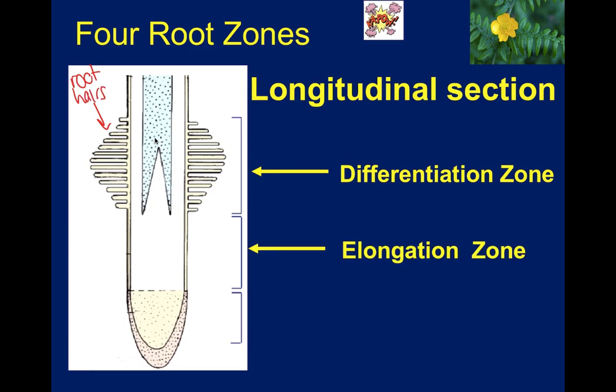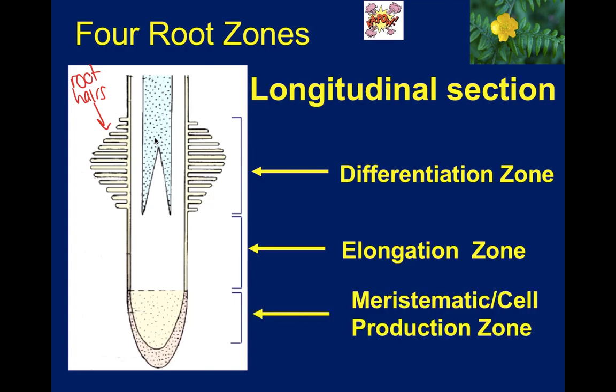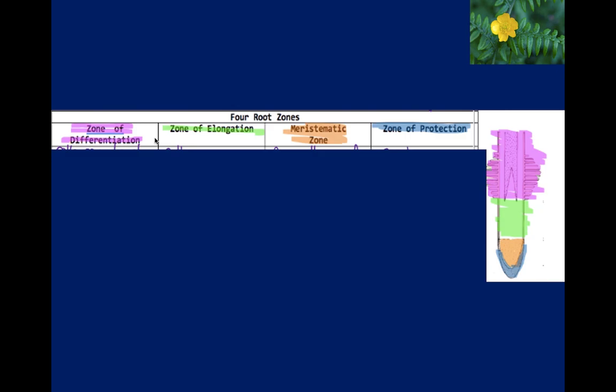The next zone is the zone of elongation. We have the meristematic zone, or can be called a cell production zone. I like to use this word because the exam board are going to ask you in questions. And the last zone is essentially the bit up here, and this is called the zone of protection. So I'm going to just show you how to link the headers to the diagram that you have on page 154.